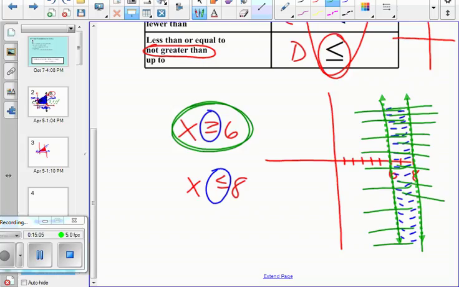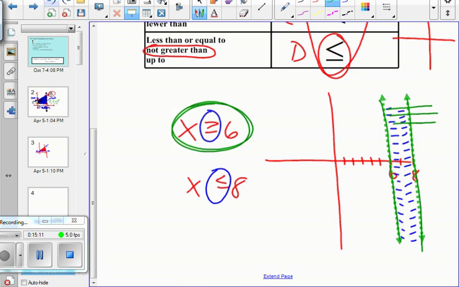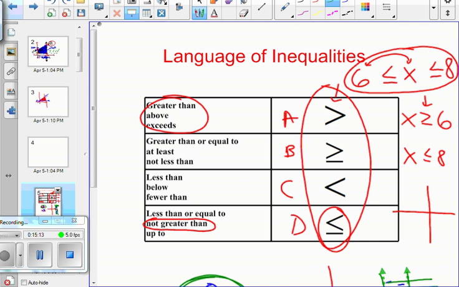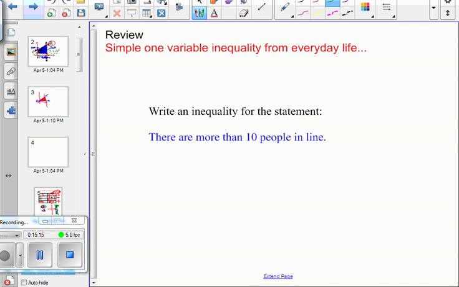So I think it's cleaner looking to just shade a little bit on each side than to shade forever and in both directions. Does that make sense to you? Yeah. All right, good.